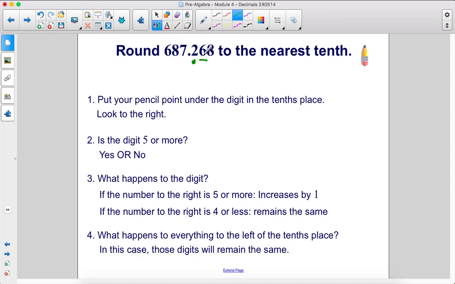Is this digit 5 or more? If the answer is yes, this number, the 2, is going to increase by 1. However, if this number was 4 or less, then the 2 would have remained a 2. And everything over here to the left of the decimal point will stay the same in this case.